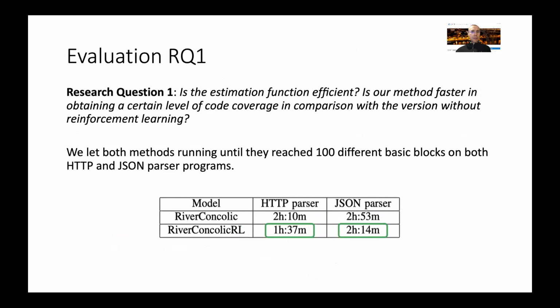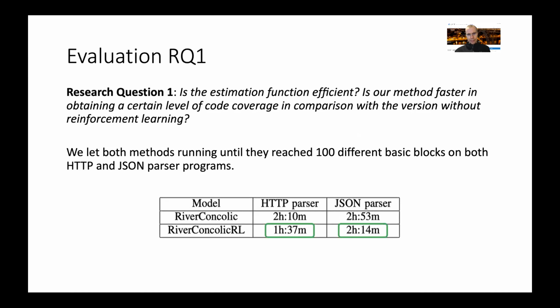And a quick word about the evaluation. First, we try to see how efficient the estimation is. We took two open source GitHub programs, an HTTP parser and a JSON parser. And we try to see, if we train a model with our method, how fast it reaches 100 different blocks versus the previous SAGE method and implementation that is also implemented and open sourced in our framework.